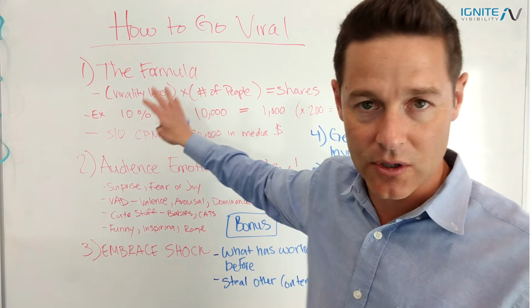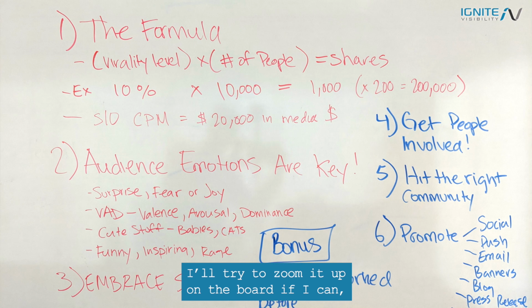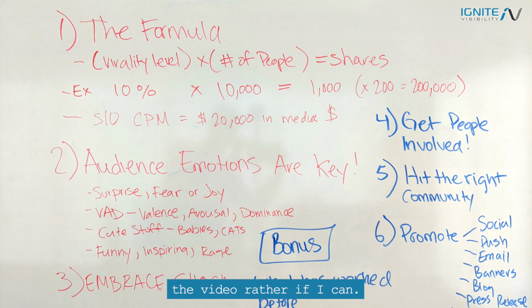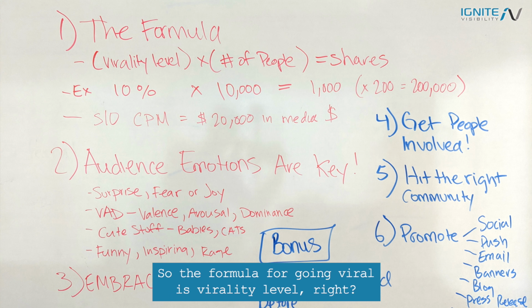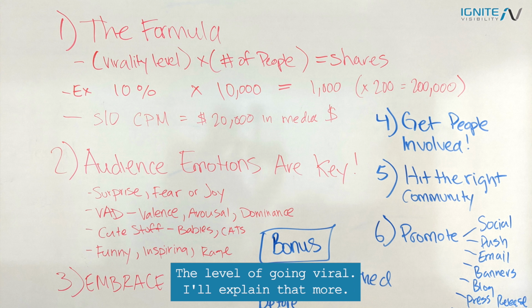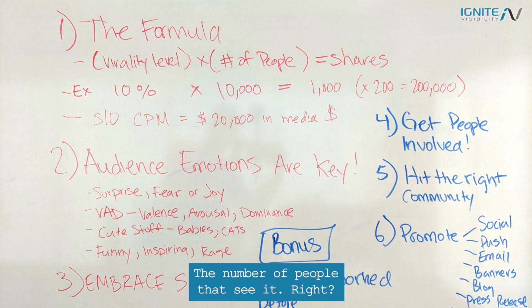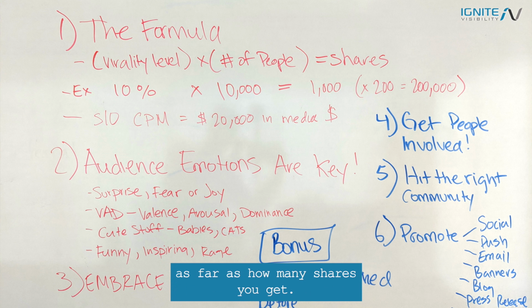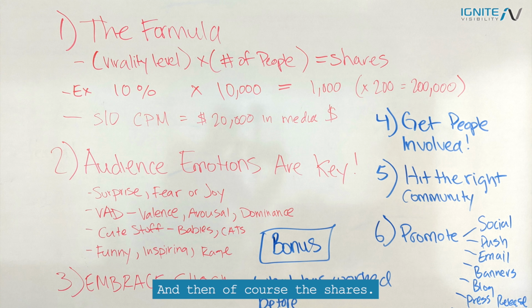So it's right here, and hopefully you can see this. I'll try to zoom it up on the board if I can, the video rather, if I can. So the formula for going viral is virality level, right? The level of going viral. I'll explain that more. The number of people that see it, right? Because then that becomes exponential as far as how many shares you get. And then of course the shares.